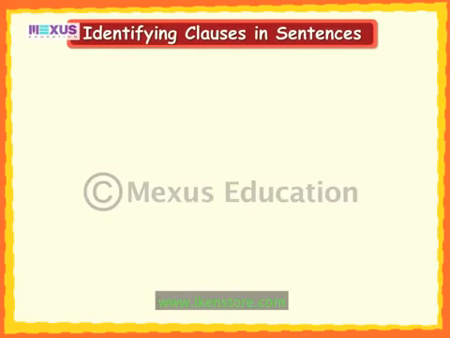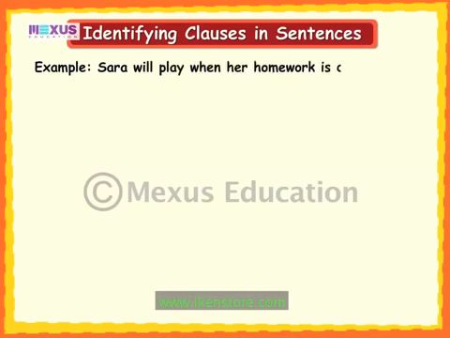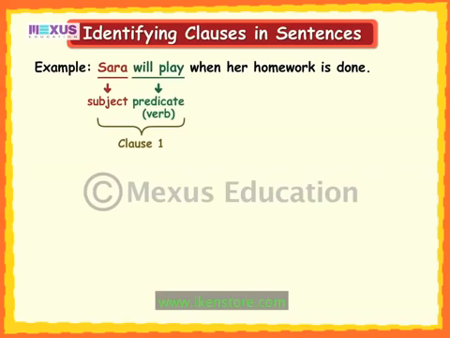Now that we have seen what clauses are, let's see how to identify them in sentences. Let us take an example. Sarah will play when her homework is done. Can you spot the clauses in this sentence? The first clause is Sarah will play. In this part, the subject is Sarah. The predicate is made up of the verb will play.